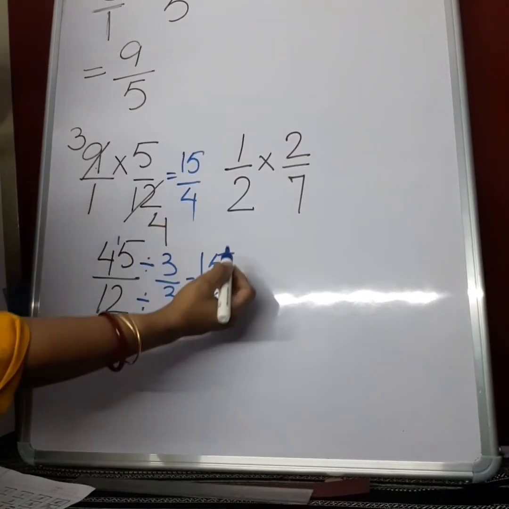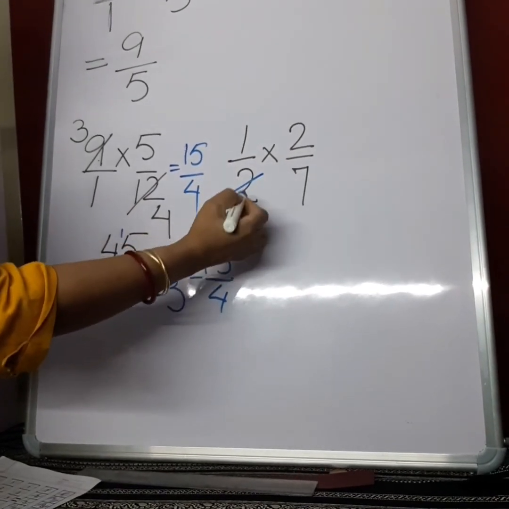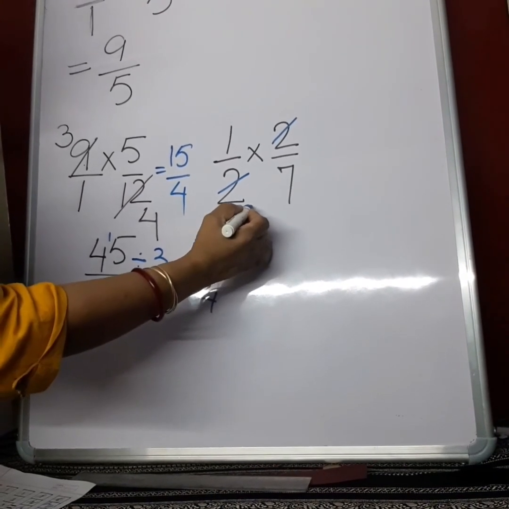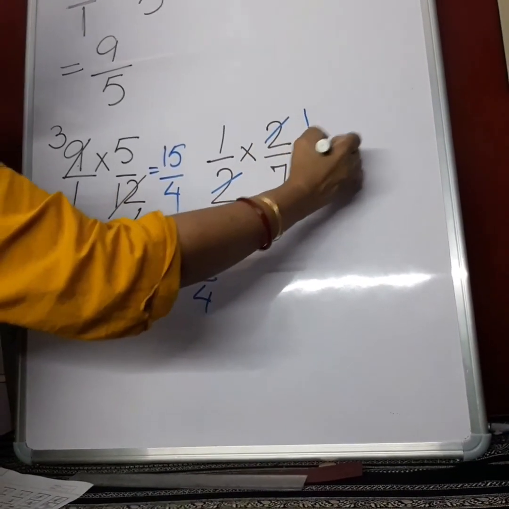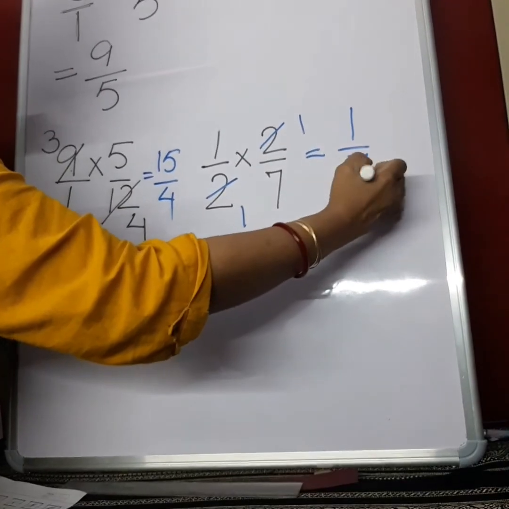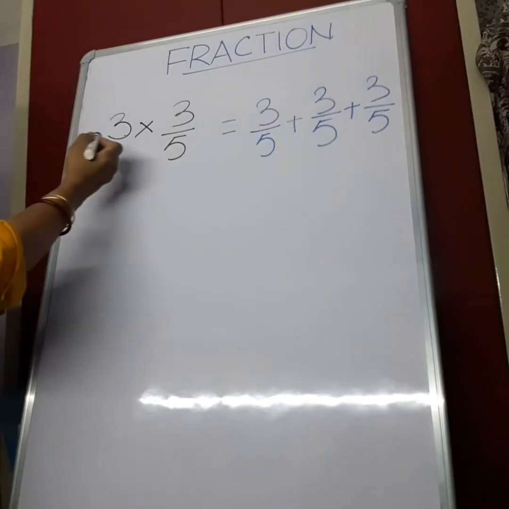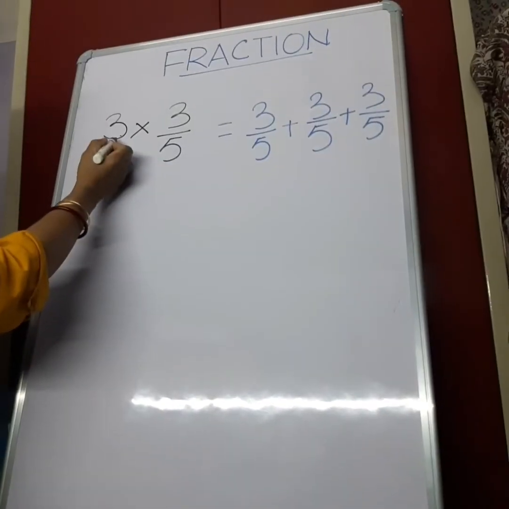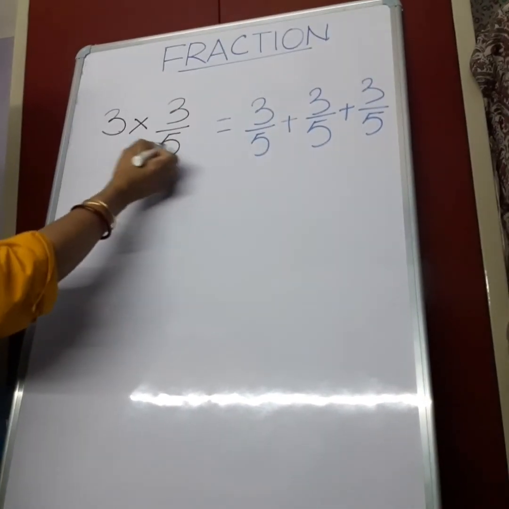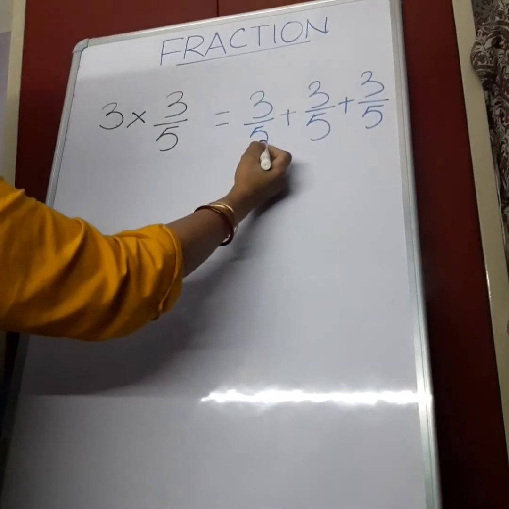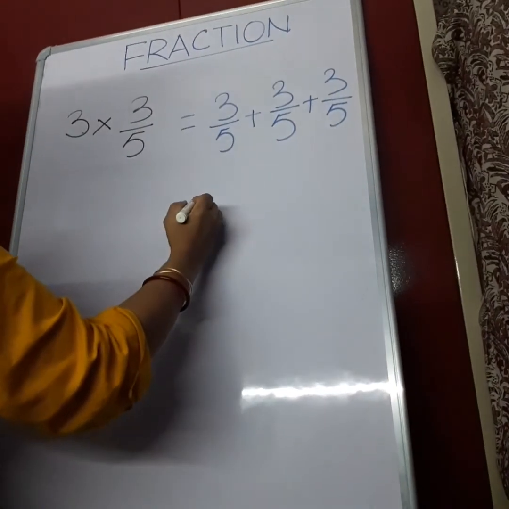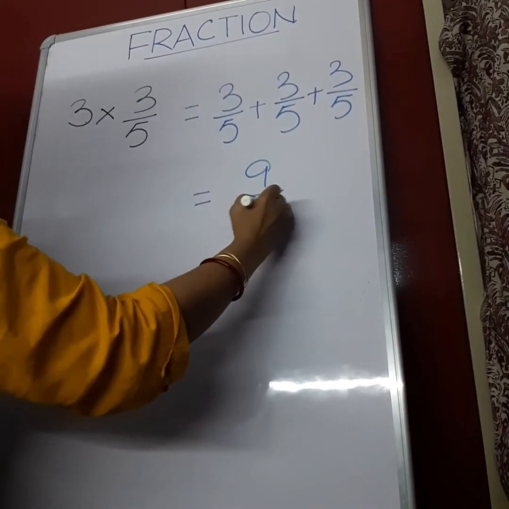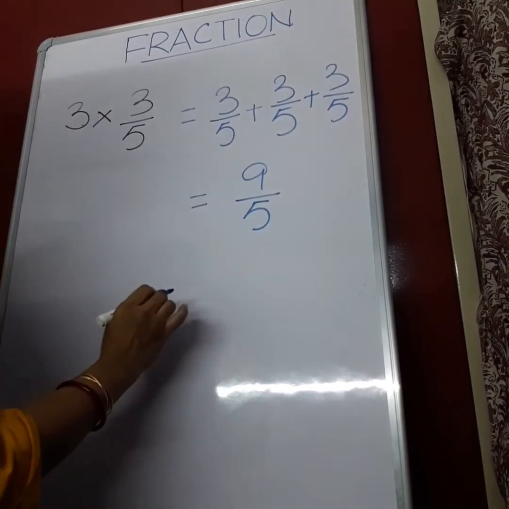For multiplying here, again we can see one numerator and denominator have the common factor, that is 2. 2 1s are 2, 2 1s are 2. So answer is 1 by 7. Children, multiplication is repeated addition. So here we have to add 3 by 5 3 times. So we are adding 3 by 5 3 times, and as I told you, when we have like fractions, we simply add the numerator and write it as such.